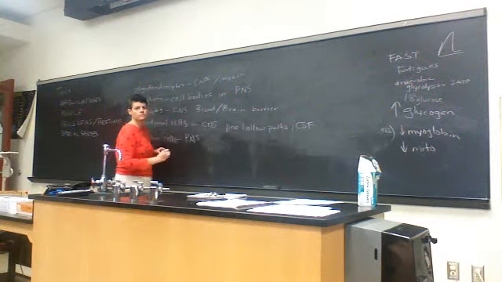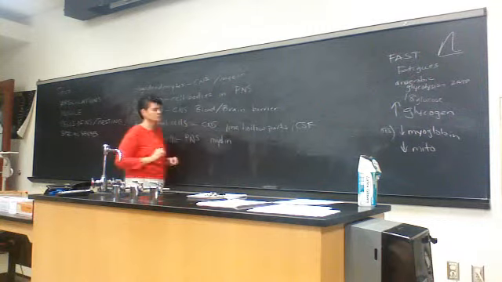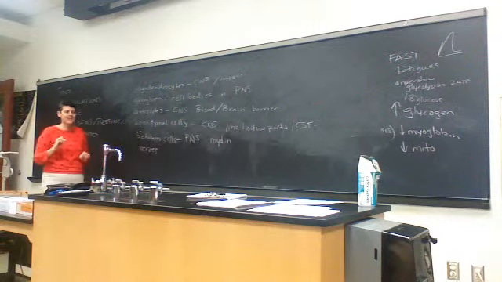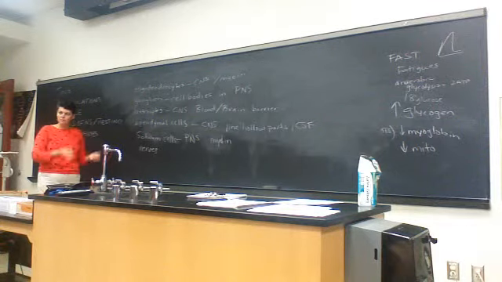Schwann cells, PNS or CNS? What do these do? Myelin. Right, so they are going to myelinate neurons in the peripheral nervous system.